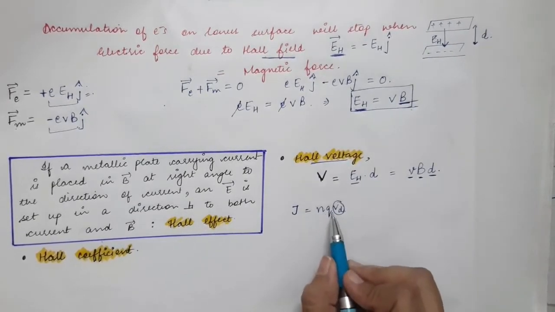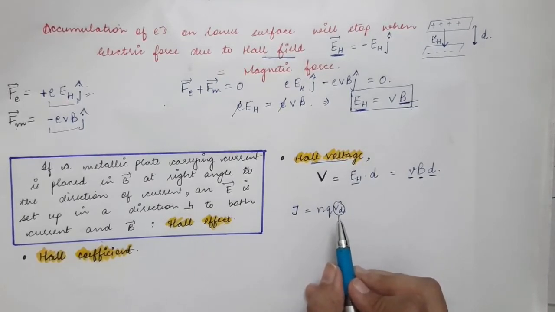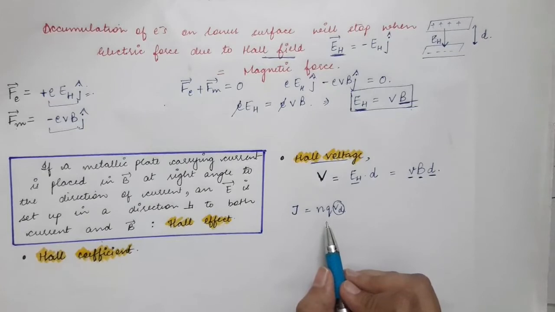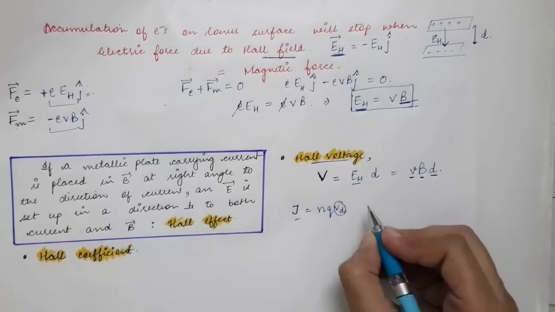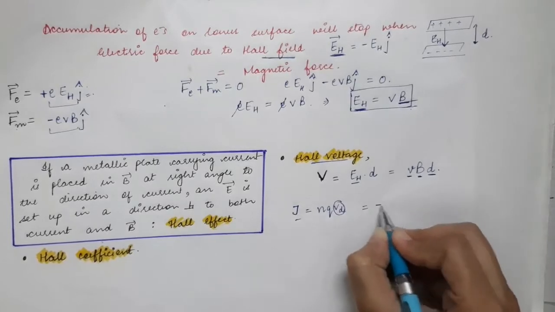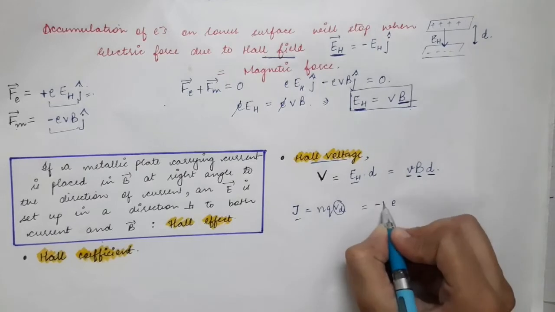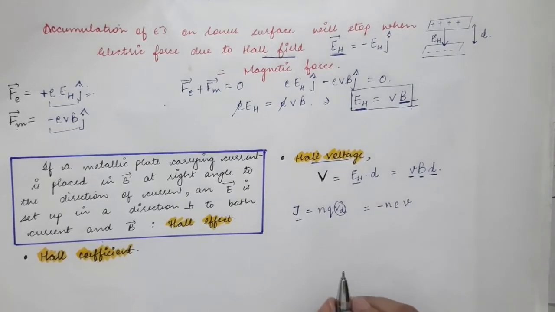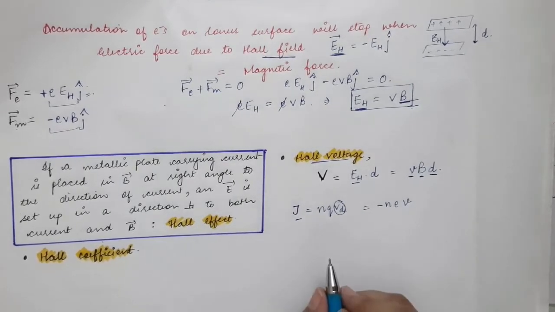Then instead of q we will write minus e, because in this conductor the electrons are the charge carriers and the charge on the electron is minus e. So the current density J due to the electrons in the conductor will be given by J equals minus n e v.